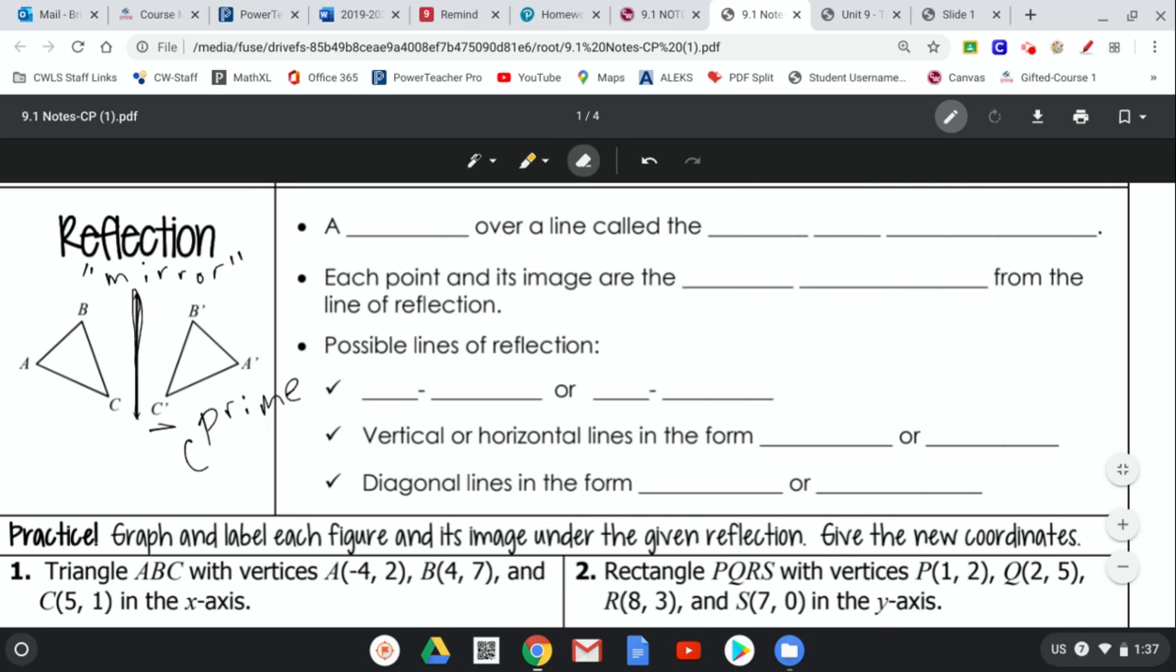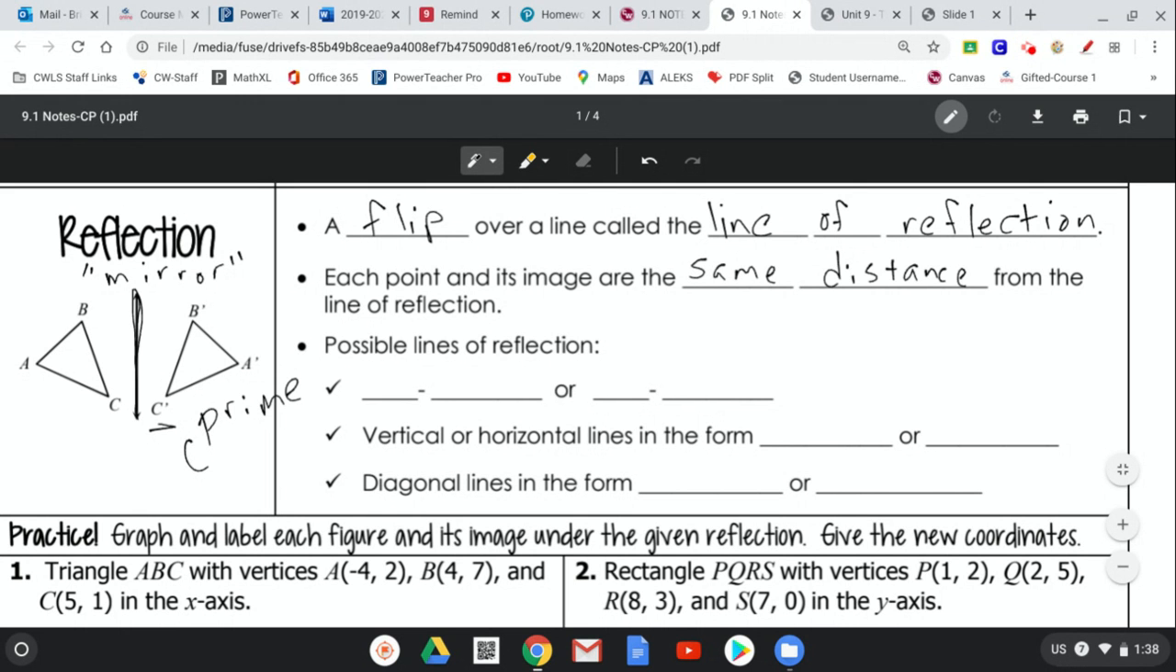So reflection, what happens here? It's just a flip over a line. Not too difficult here, not going in depth. It's called the line of reflection. Trying to keep it nice and simple. So each point and its image are the same distance from the line of reflection.